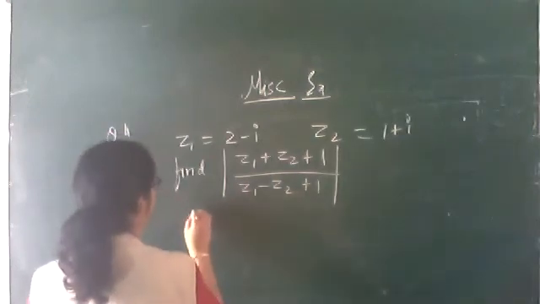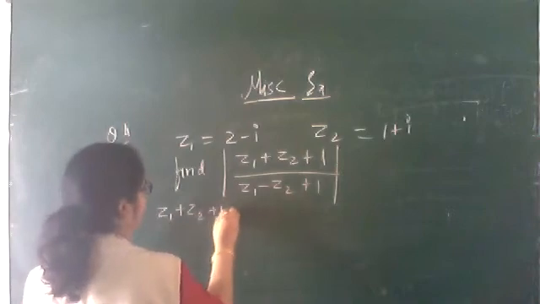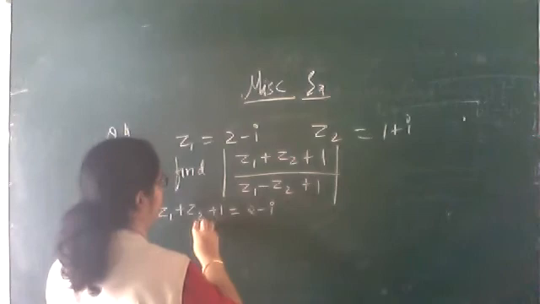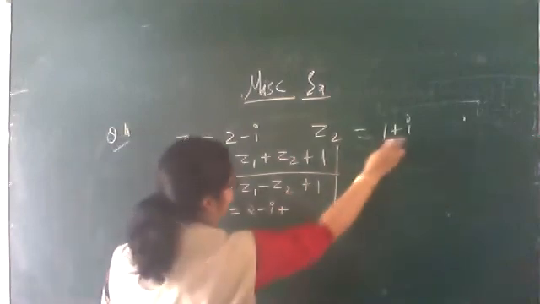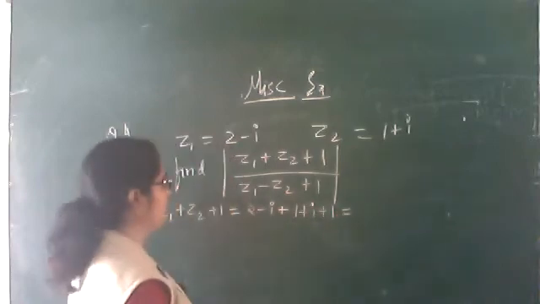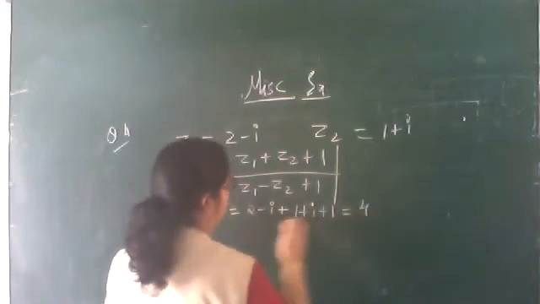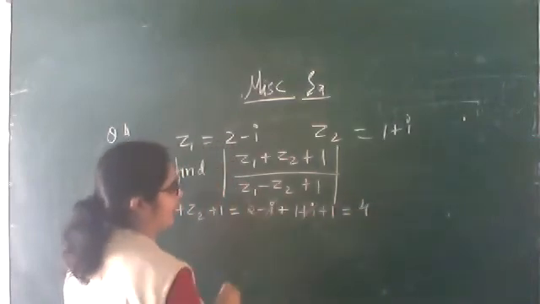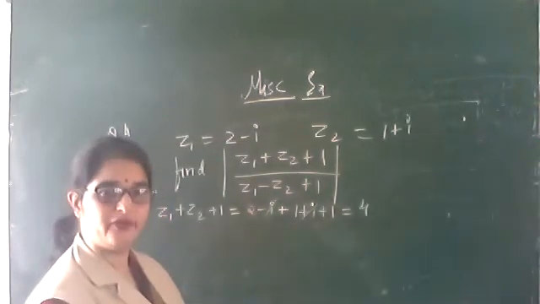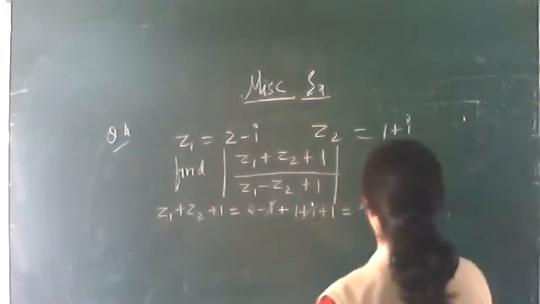So we have the numerator as Z1 plus Z2 plus 1. Find the value separately. So Z1 is what? Put the value: 2 minus iota plus Z2, 1 plus iota, plus 1. So this value is equal to what? 2 plus 1 plus 1 is 4. Minus iota plus iota cancel out. So the numerator is equal to 4.